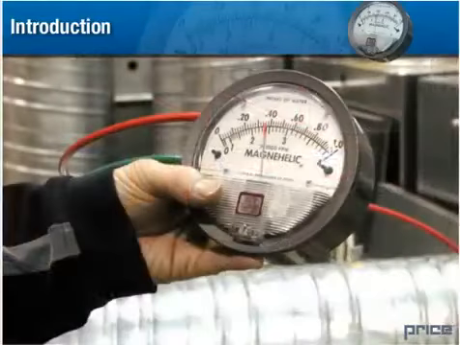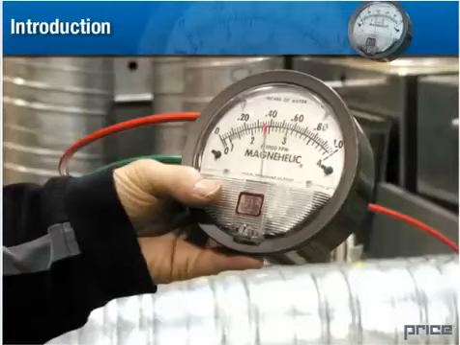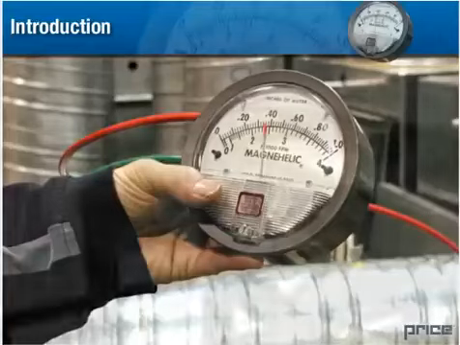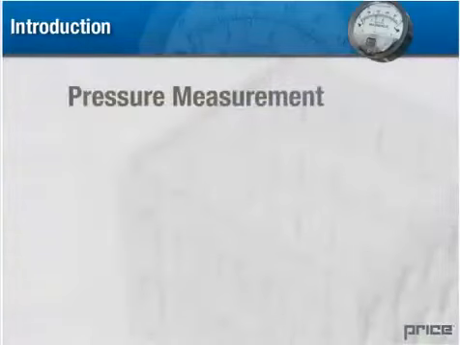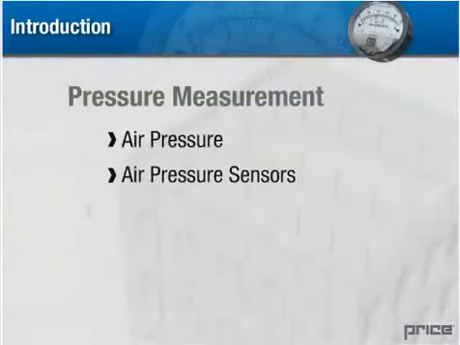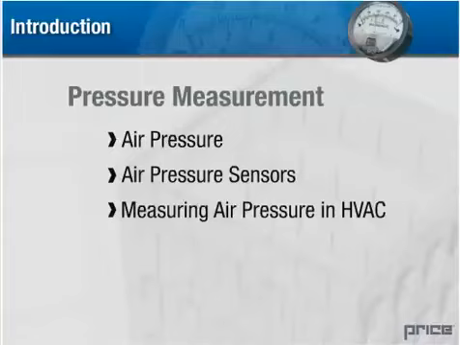With pressure measurements, we can detect undersized components that will cause restrictions in the airflow, overwork the air handler, and cause excessive noise. Pressure measurements can be used to ensure that airflow is balanced evenly throughout the duct branches and the appropriate amount of air is delivered to each zone. In this unit, we will explain air pressure, describe basic air pressure sensors, and how we measure air pressure in an HVAC system.